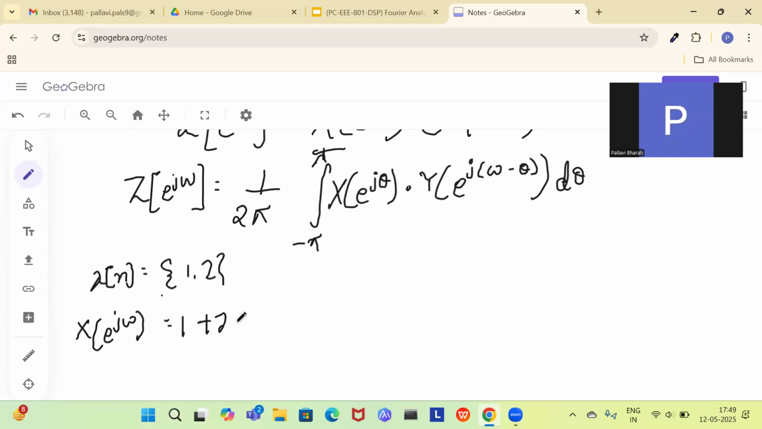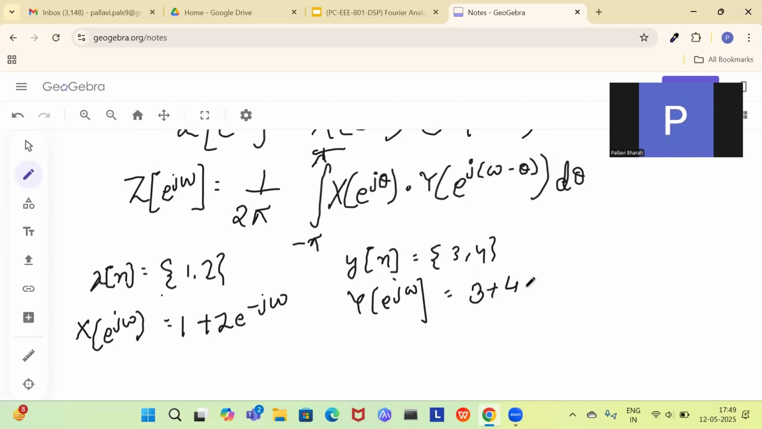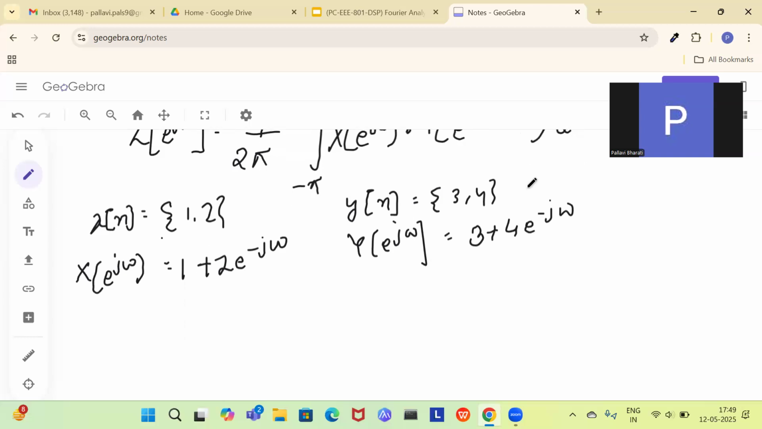1 plus 2 e to the power of minus j omega. In the same way, y[n] was given to us as 3 and 4. So Y of e to the power of j omega will be 3 plus 4 into e to the power of minus j omega. Now, according to this formula, if you write it in terms of theta, then X is going to be 1 plus 2 into e to the power of minus j theta.